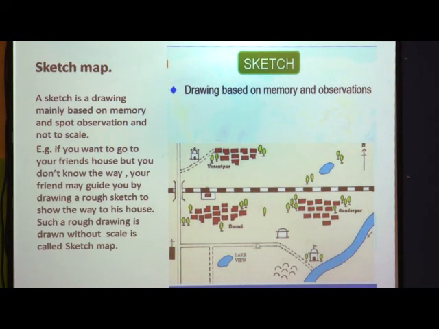Like from your house you have to go straight, then take a right turn, then from there you will find a footpath. From that footpath you have to go straight, then go to the north side. There you will find a park or garden, near that garden you will find a church, and near that church your friend's house will be there. Like that he may draw, or you may draw, a rough sketch, and you can help each other to locate the place. So, what are sketches? Sketches are drawings based on memory and observations.